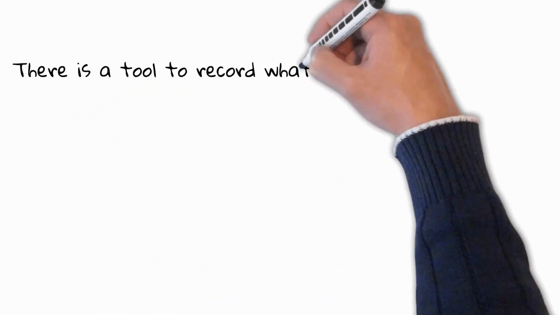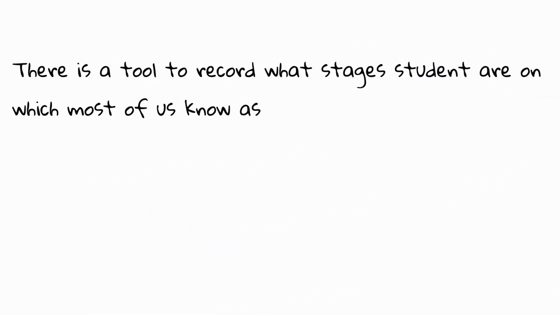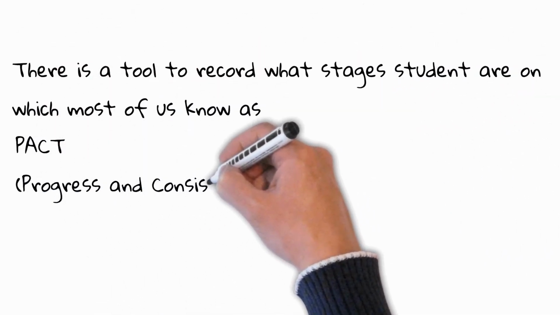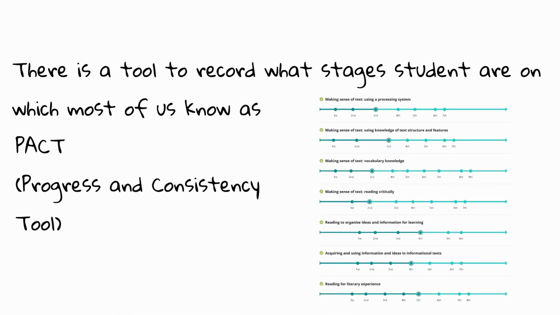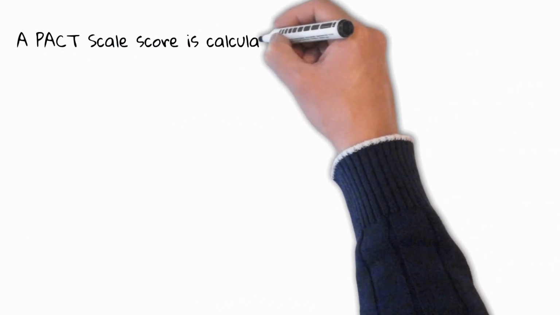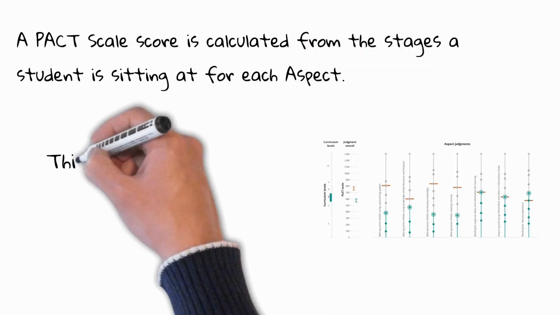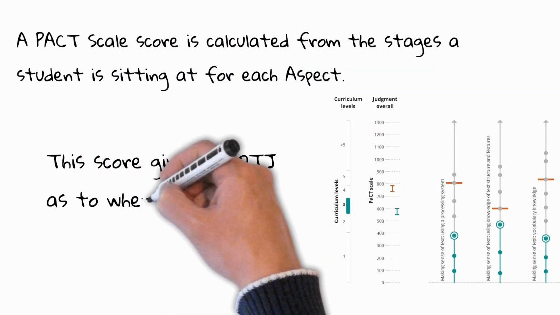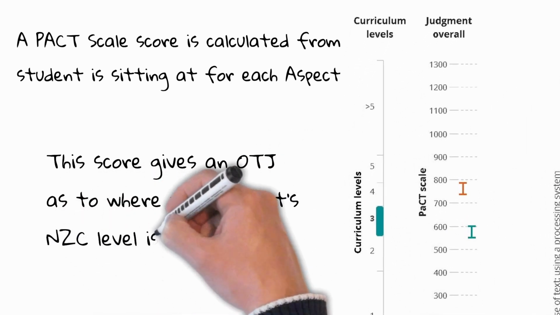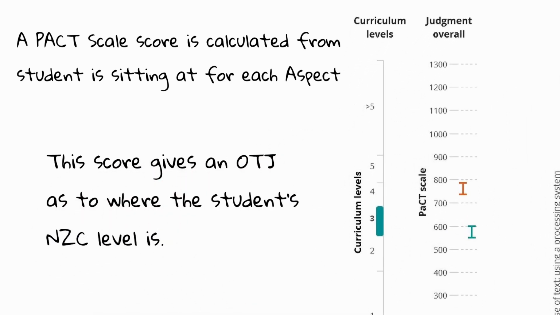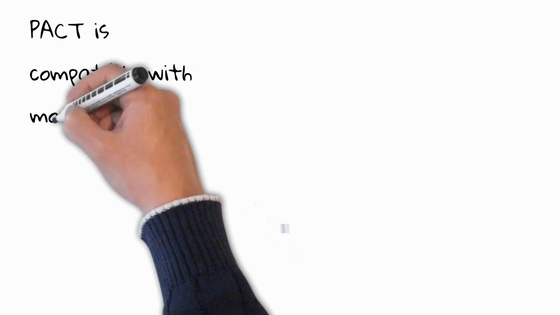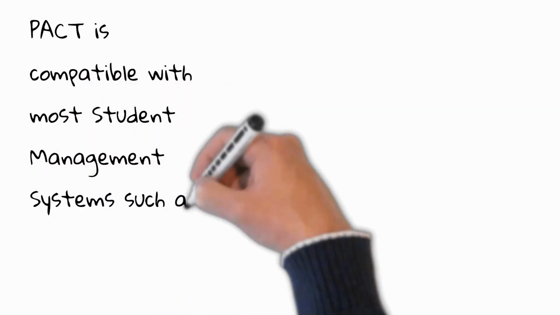There is a tool to record what stages students are on, which most of us know as PACT, the Progress and Consistency tool. A PACT scale score is calculated from the stages a student is sitting at for each aspect. This score gives an OTJ as to where the student's New Zealand curriculum level is. PACT is compatible with most student management systems such as ETAP and KMA.